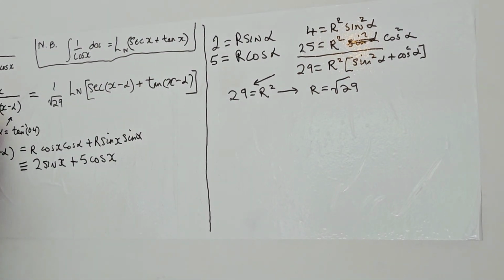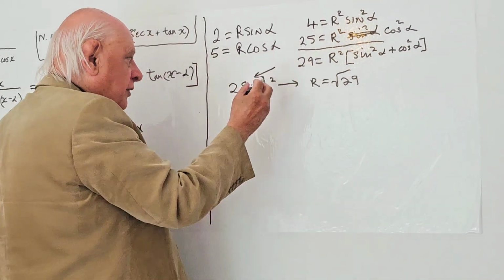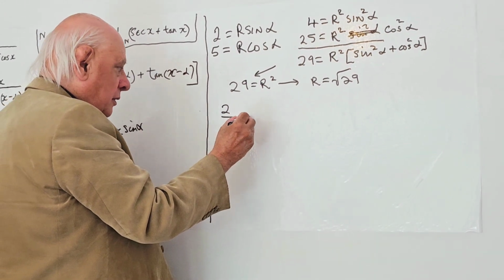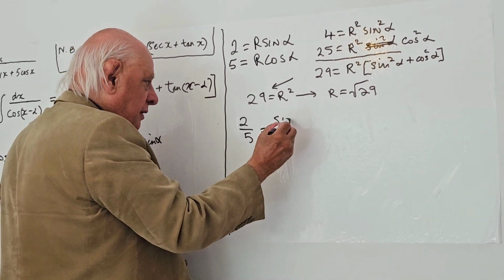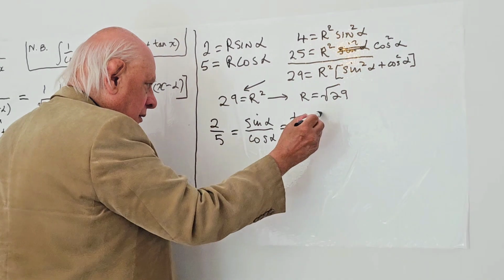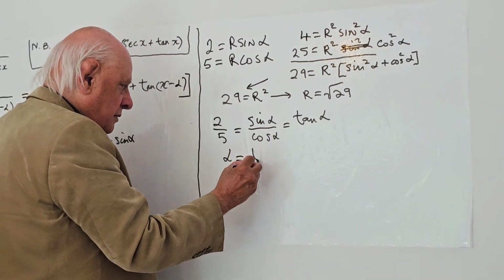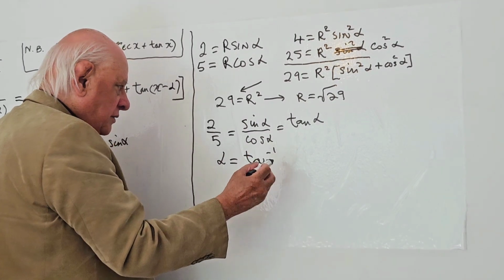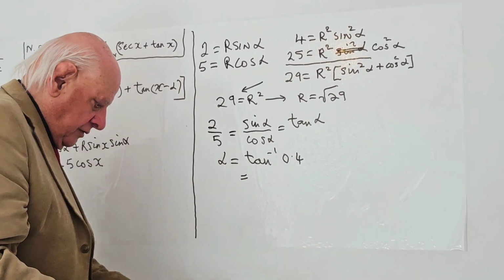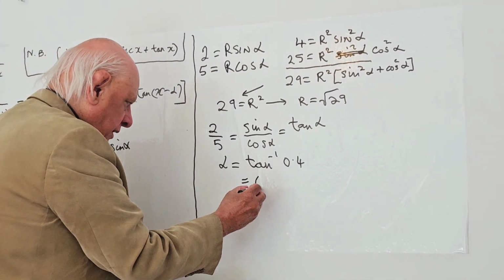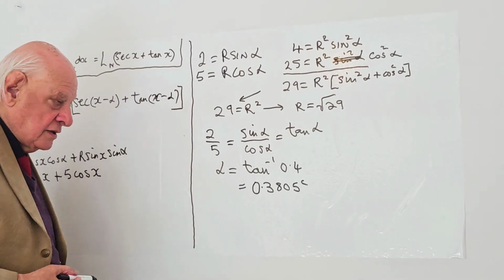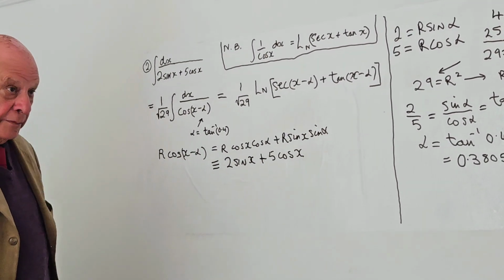And then going back to there, dividing one by the other, you get 2 over 5 equals, the r's cancel out, sine alpha over cos alpha, which is tan of alpha, which means alpha is the angle whose tangent is 2 upon 5, which is 0.4, and can easily be found on a calculator to equal, in radians, 0.3805, that's to 4 decimal places. I hope that tidies it up nicely.